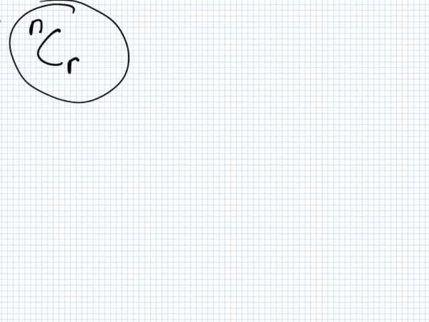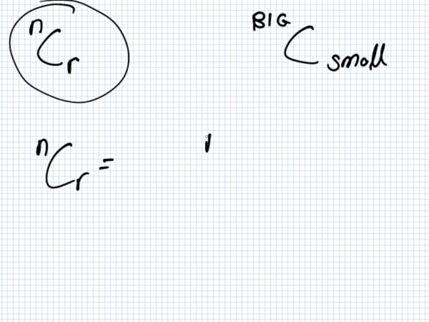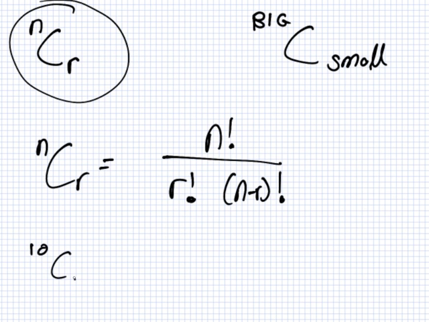So we have this function called nCr. Chinese students, you would have learned it like this, or CN. Please use this one, because this is what will be used in the exam. So here we always have a bigger number on the top and a smaller number on the bottom. The meaning of nCr is this: it's n factorial over r factorial multiplied by n minus r factorial. So for example, 10C3 would equal 10 factorial over 3 factorial, and then 7 factorial.